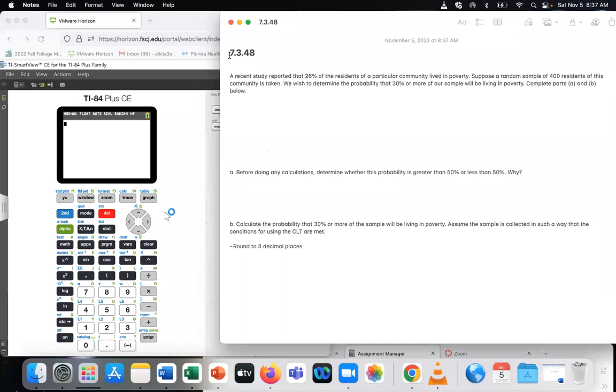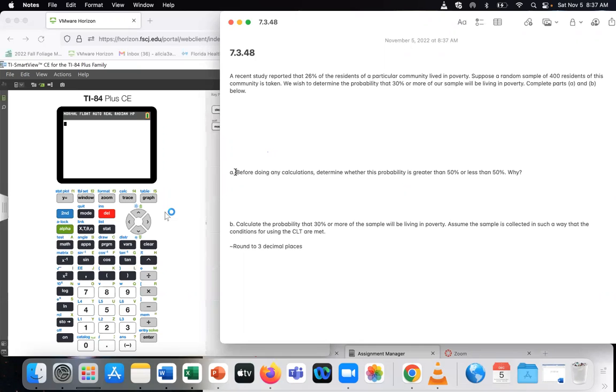Great. Question 7.3.48. A recent study reported 26% of the residents of a particular community lived in poverty. Suppose a random sample of 400 residents of this community is taken. We wish to determine the probability that 30% or more of our sample will be living in poverty. Complete parts A and B below.